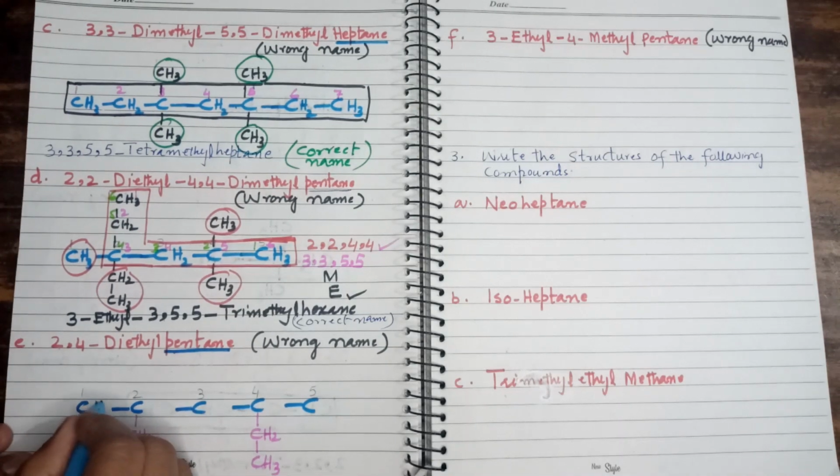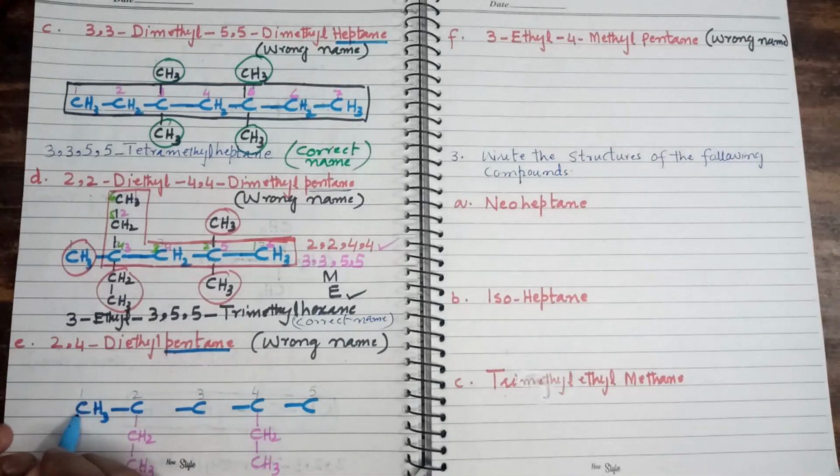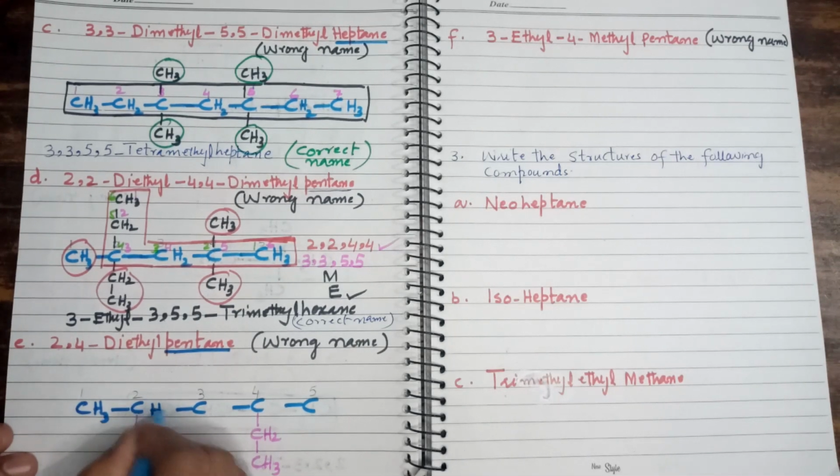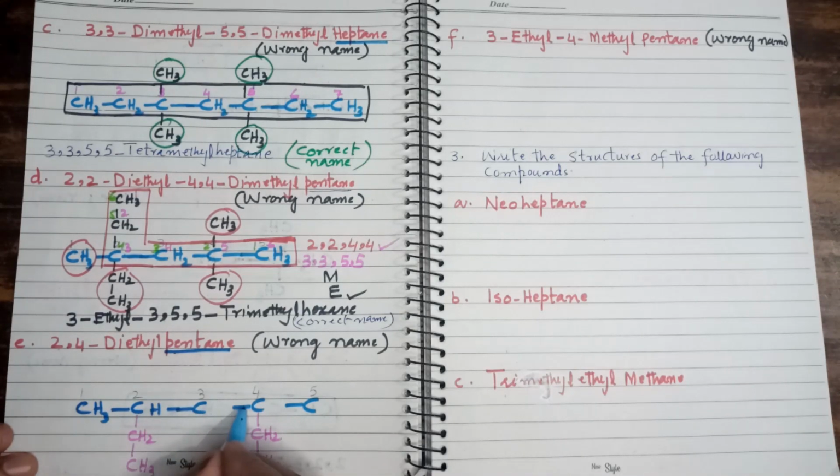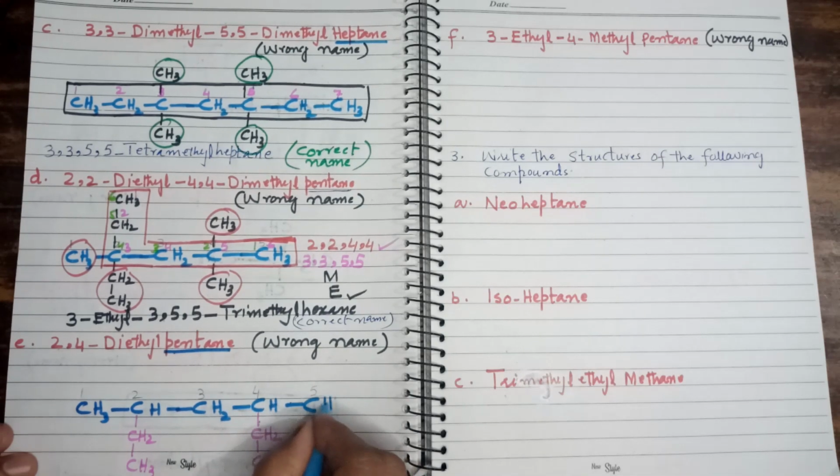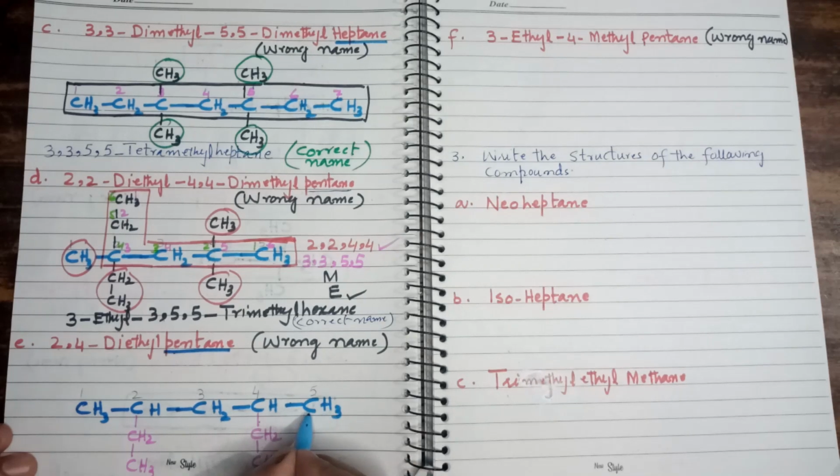At the first carbon, we add 3 hydrogen to make this carbon tetravalent. Then 1, 2, 3, we add 1 hydrogen here. 1, 2, we add 2 hydrogen here. 1, 2, 3, we add 1 hydrogen. And here we add 3 hydrogen to make this carbon tetravalent, right? Now after that we find the parent chain. Here this straight chain consists of 5 carbon.